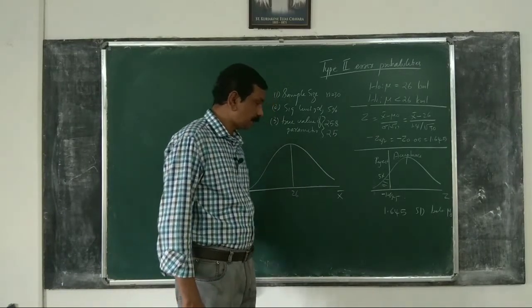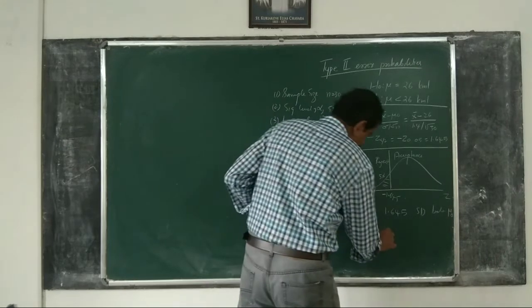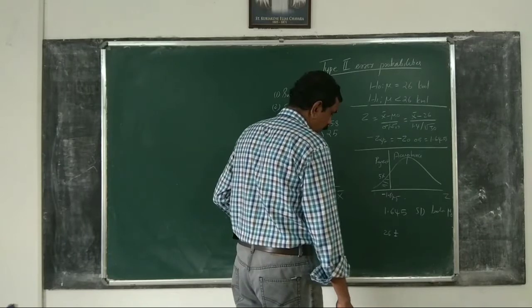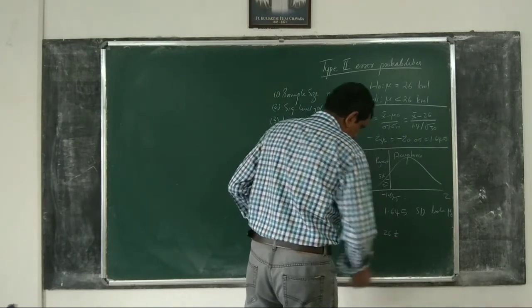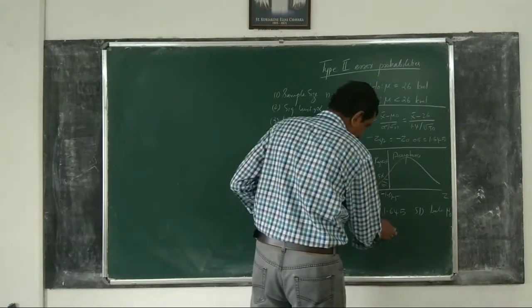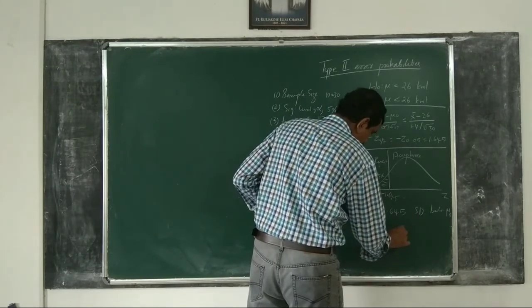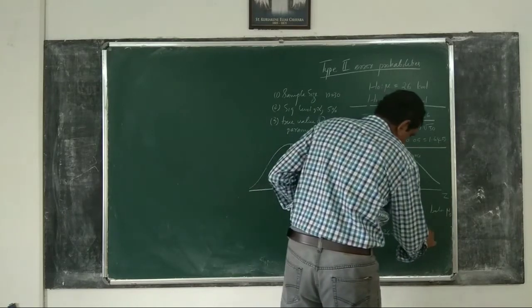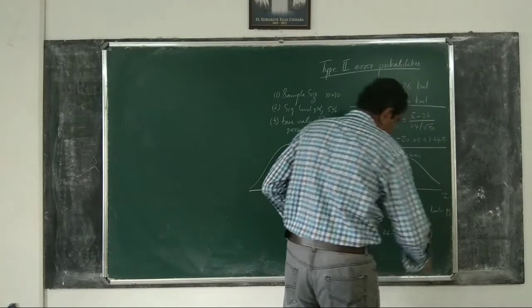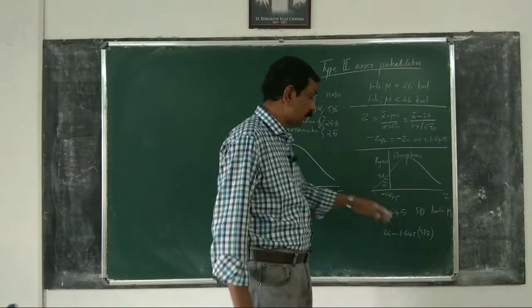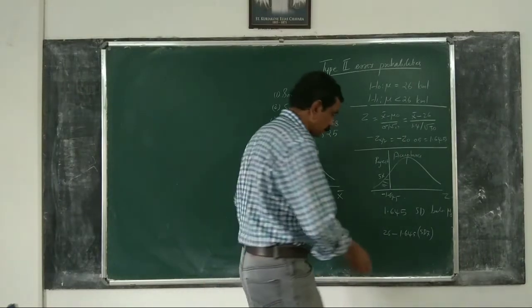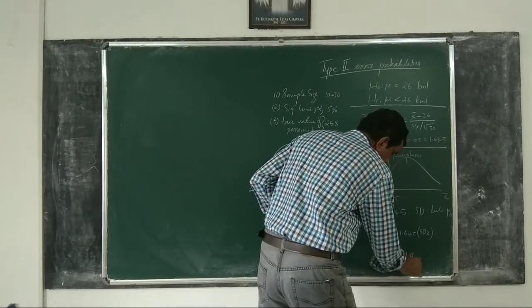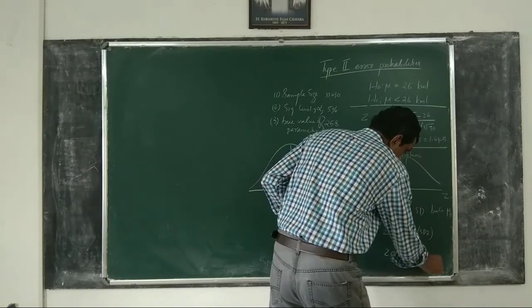And 95% of x bar lie between 26 plus or minus, if it is a one-tailed test, 26 minus 1.645 standard deviation of x bar. If it is a two-tailed test, 26 plus or minus 1.96, 26 plus or minus 1.96 standard deviation of x bar.